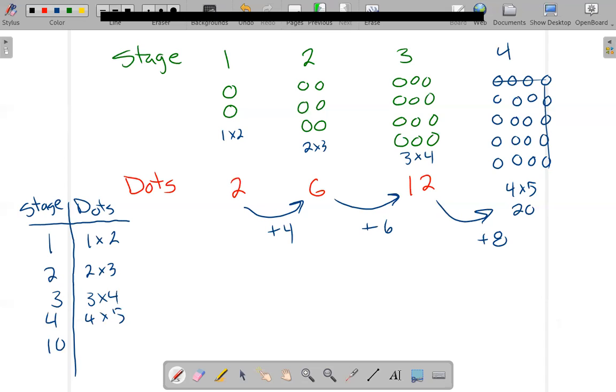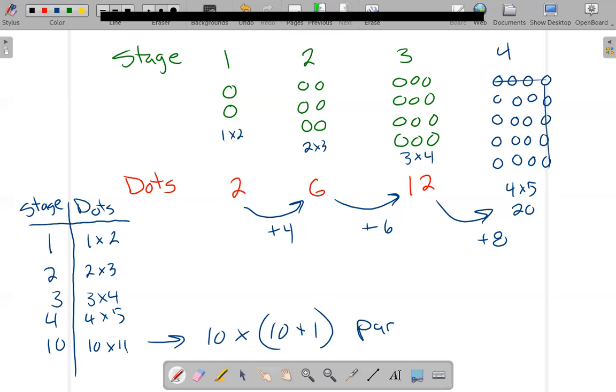Well, 1, 1, 2, 2, 3, 3, 4, 4. It's got to be 10 by 11. Have to be 10 by 11, right? It's take the number 1, 2, 3, 4. That's going to be your width here, and then add 1 to get the height. So 10 times 10 plus 1. No, that's not right. 10 times 10 plus 1.